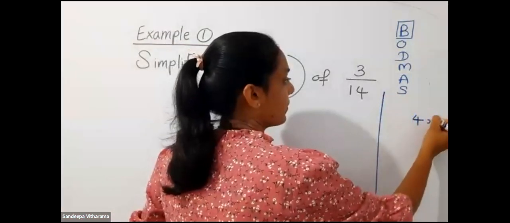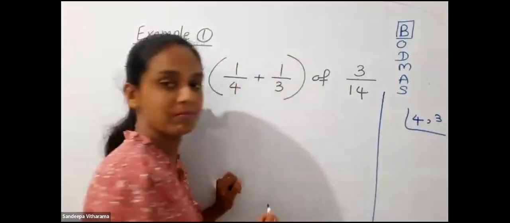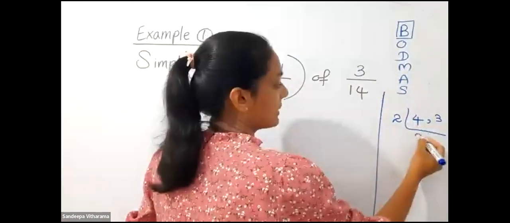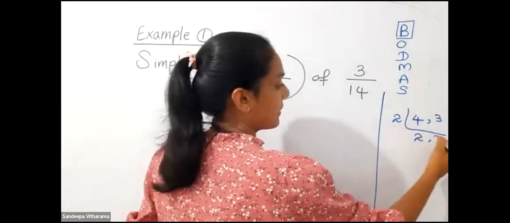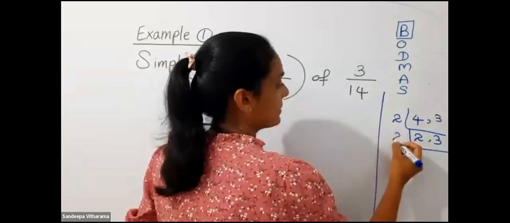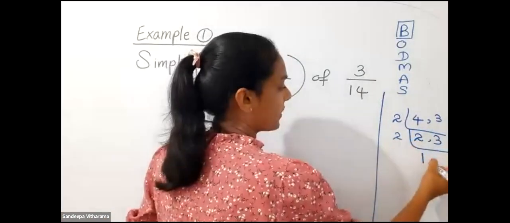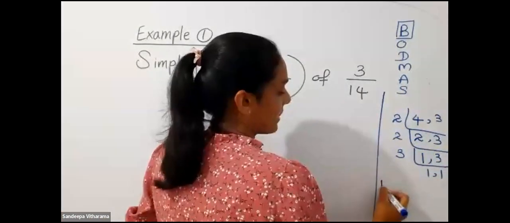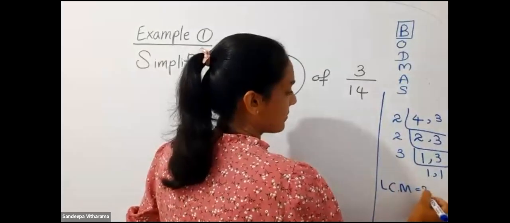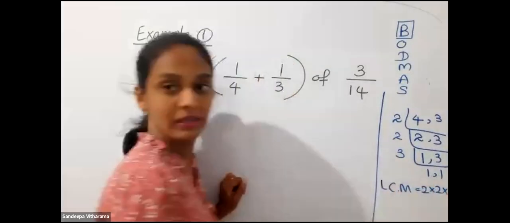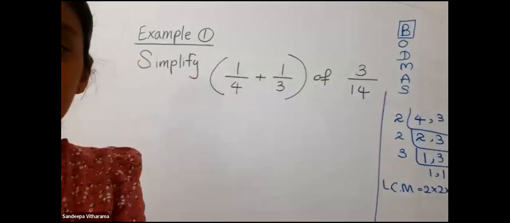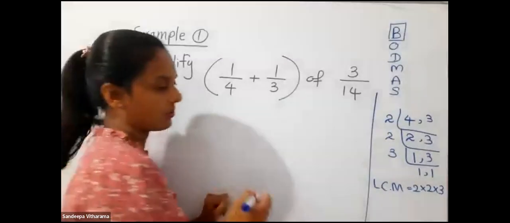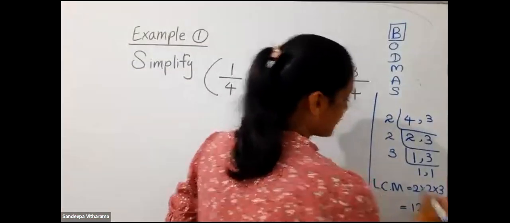When we take 4, 3, it is divided by prime numbers. 4 divided by 2 is 2. 3 can't be divided, so take it as it is. Again, 2 divided by 2 is 1. Keep the 3 as it is. Now divide by 3. And LCM is equal to 2 into 2 into 3. Okay, so we obtain LCM as 12.